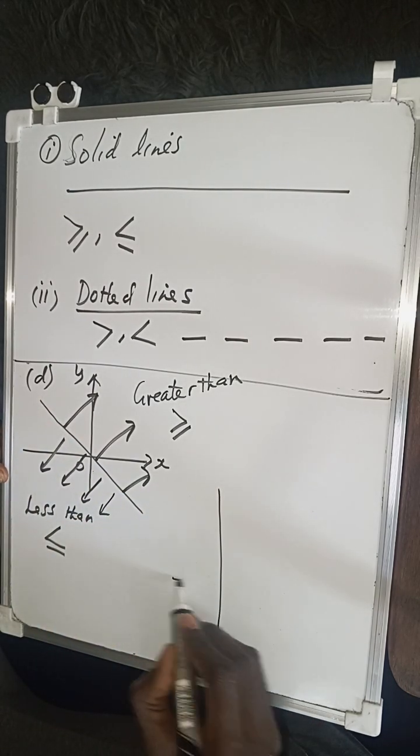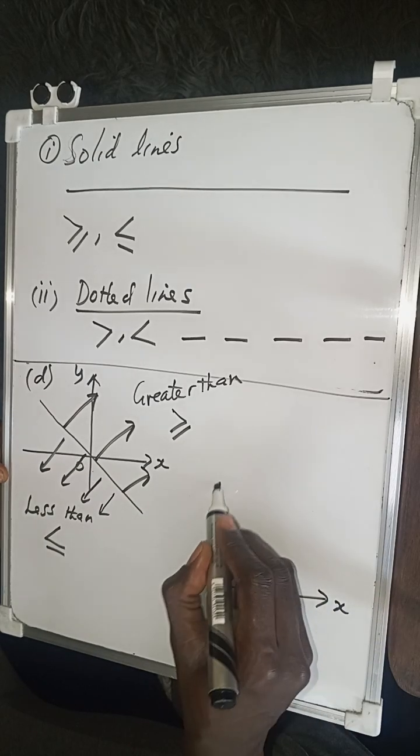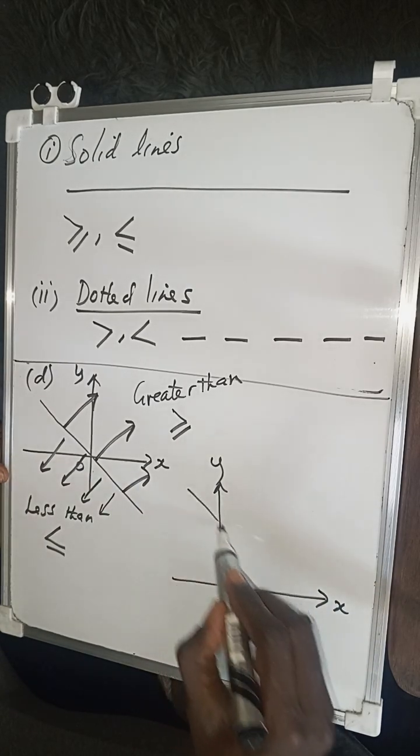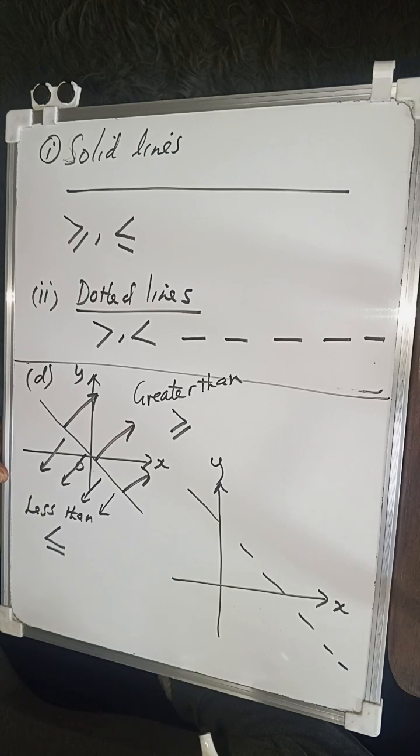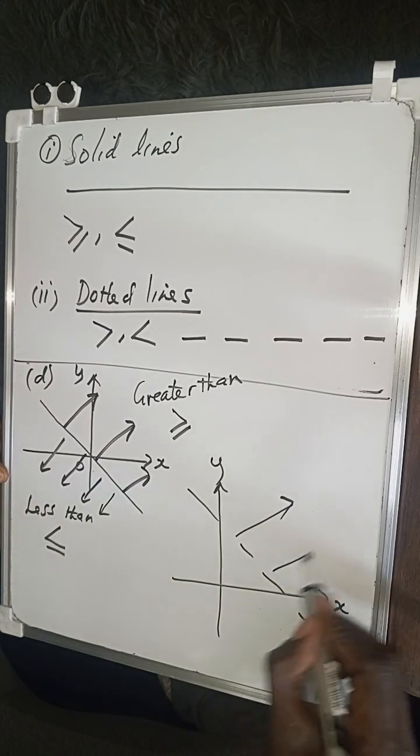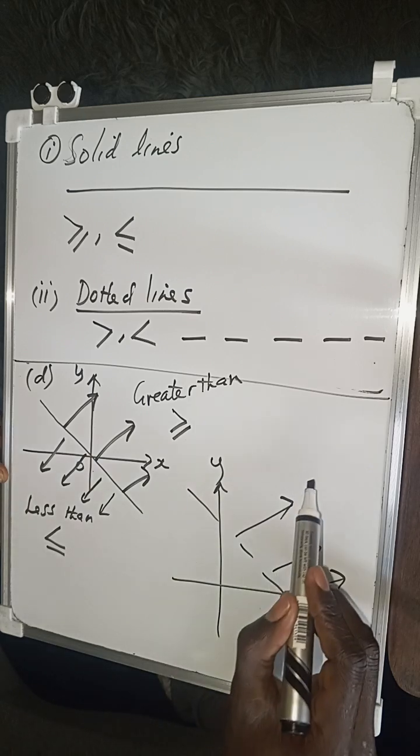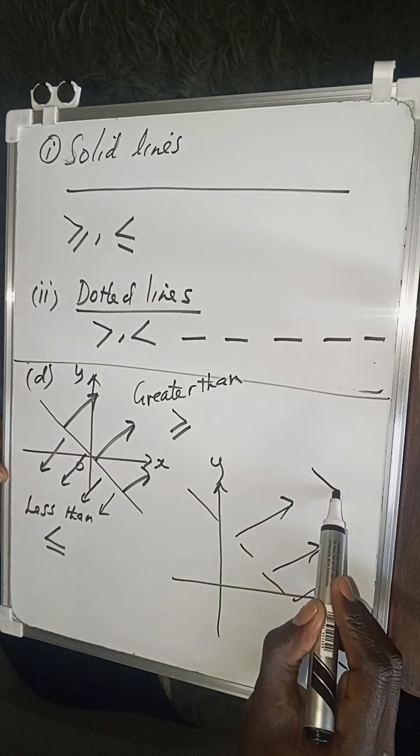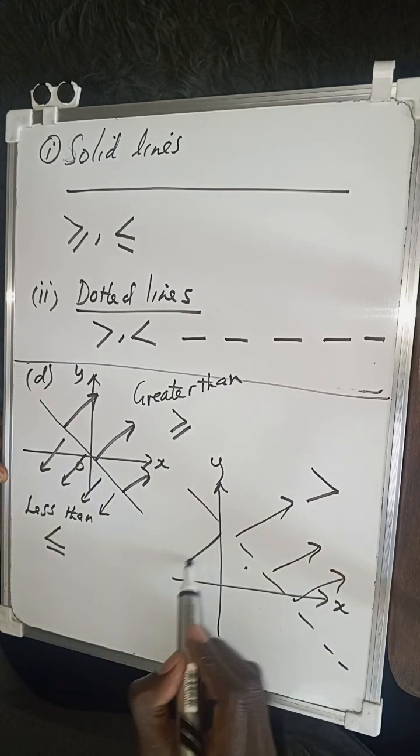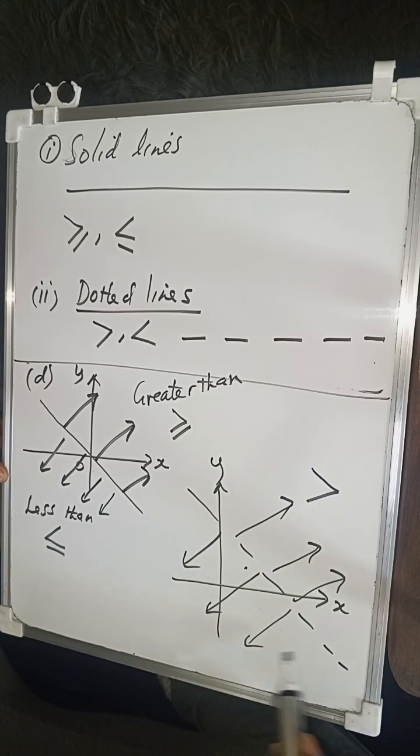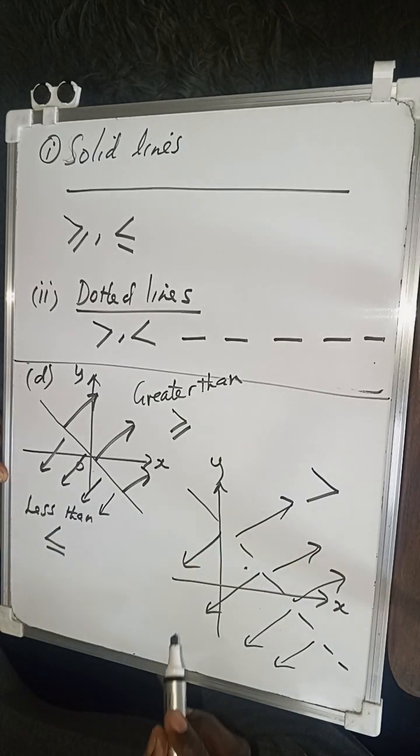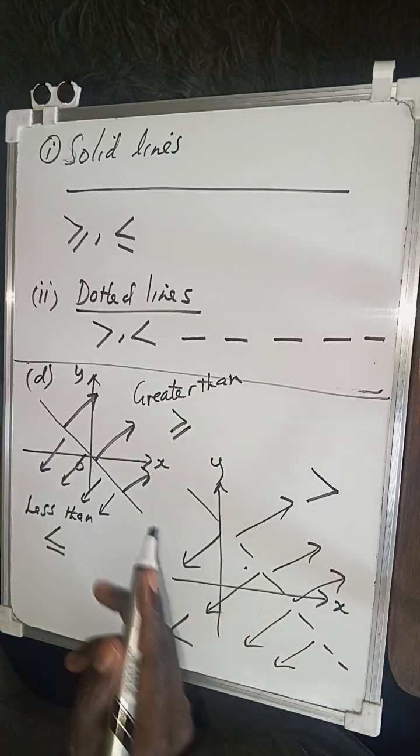Well, suppose again I had a dotted line. The same concept still applies. Going up will still be considered greater than. But because this is a dotted line, remember, it is just going to be greater than. If you were to go to the region below this line, it is still going to be just less than, because that is a dotted line.